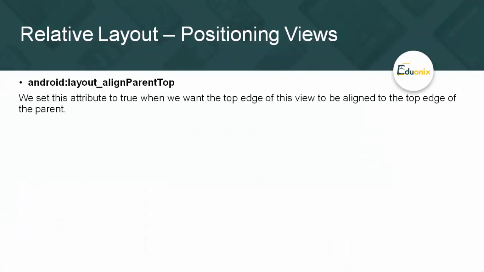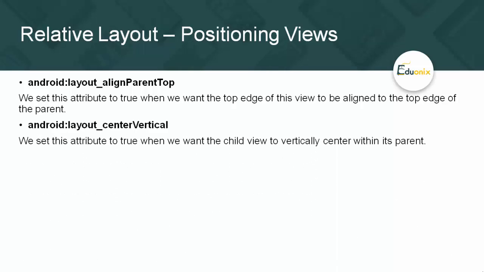Consider the following important properties of the relative layout. Android layout align parent top. We set this attribute to true when we want the top edge of this view to be aligned to the top edge of the parent.